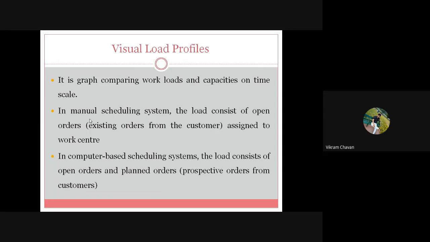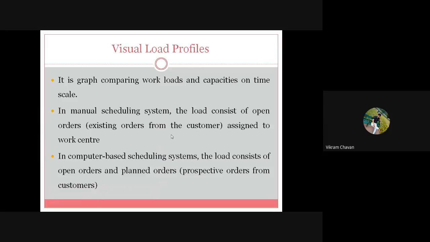So if there is no such system and a manual scheduling system is there, in that case the load consists of open orders. What is meant by open orders? That is nothing but the existing orders from the customer. Whatever orders are received by the company from the customer end, those are the open orders or the existing orders.